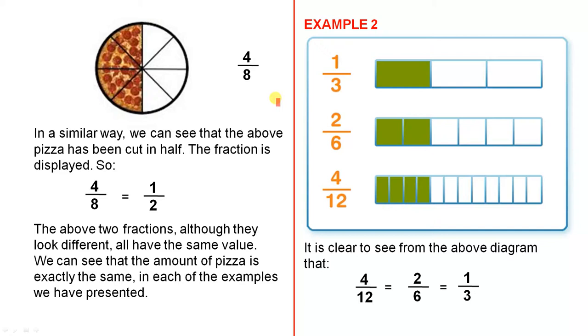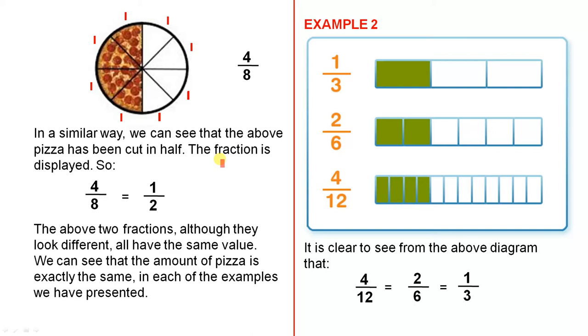In a similar way, we can see that the above pizza has been cut in half. The fraction is displayed. So here it is, 4 over 8, because we have 1, 2, 3, 4 pieces there, but altogether there are 8 pieces. So 4 of them have been taken away, so what is left is 4 over 8, which is half. You can see that it's half. It's exactly the same amount as we had before.